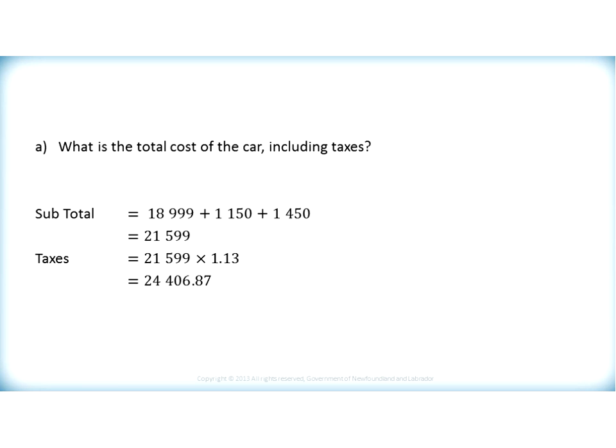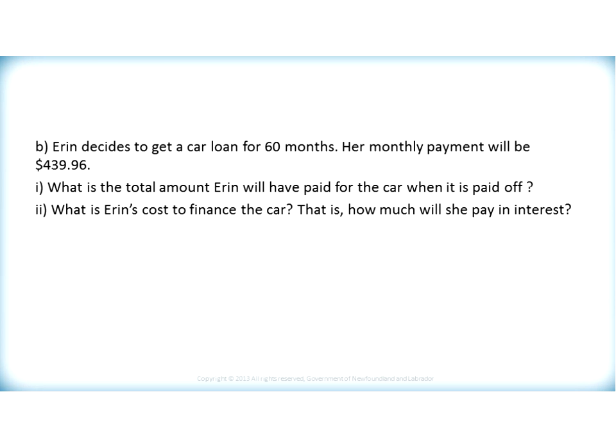Of course, we also have that licensing, which is $140 not taxed, so we add that to the price of the car with taxes, and that gives us a total amount for the car of $24,546.87. So this is how much she's actually going to be paying. Erin decides to get a car loan for 60 months. It's worked out that her monthly payment will be $439.96.